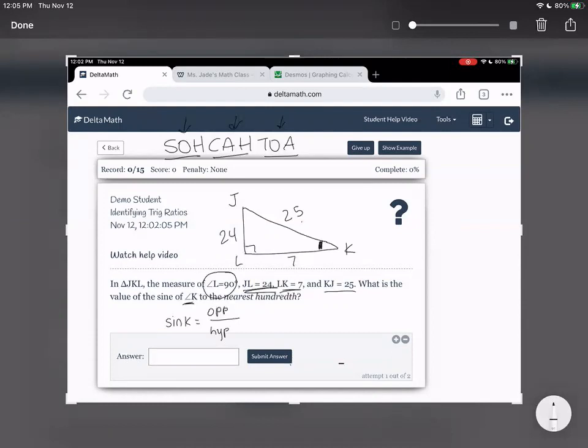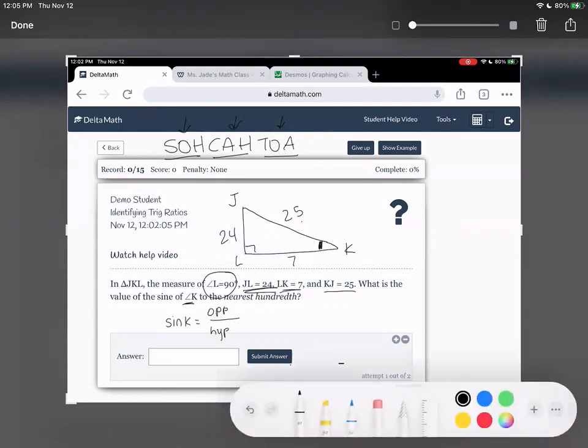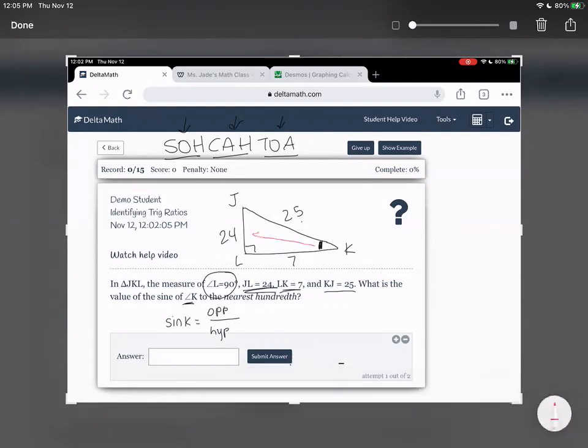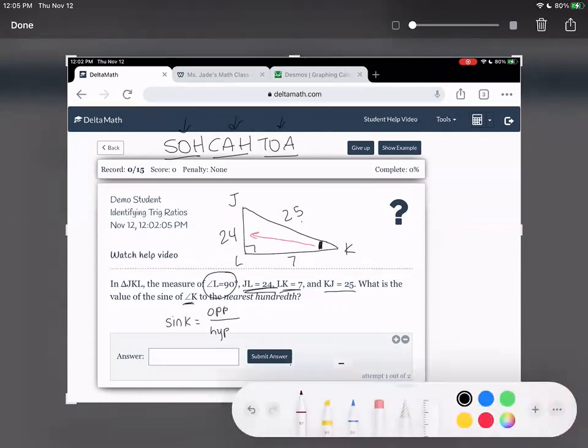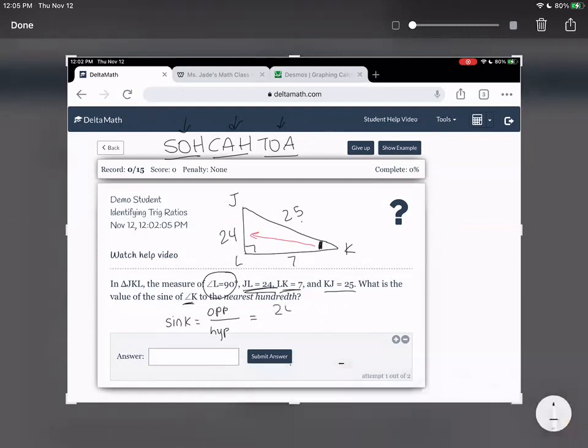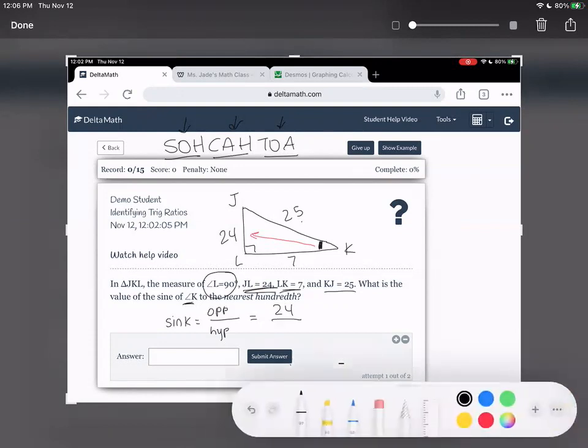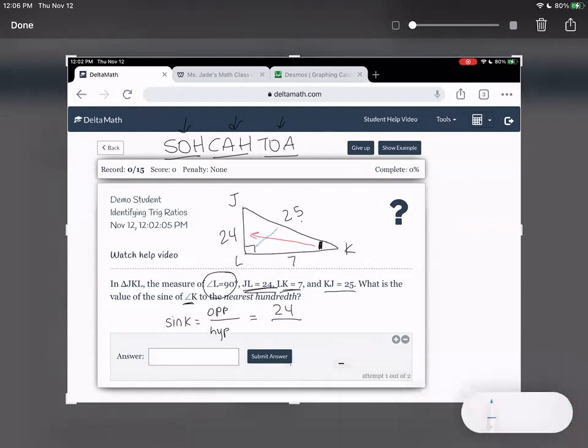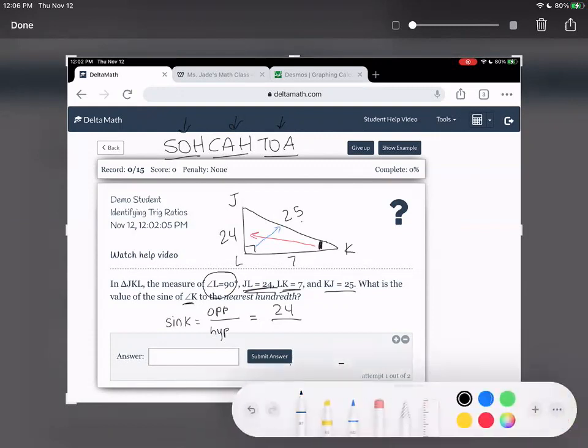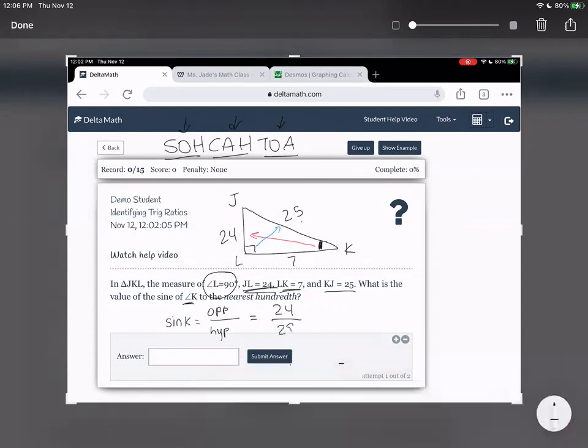I'm just going to put a mark here so we know we're talking about K. And we want the opposite side of K. What is opposite of K? What number? 24, 25, or 7? So opposite of K, all the way across, that red arrow is pointing to the number 24. And then we want the hypotenuse. The hypotenuse is directly across from the right angle, which is the longest side, which is what? 25, good. That was a really ugly 5. But our sine of K is 24 over 25.